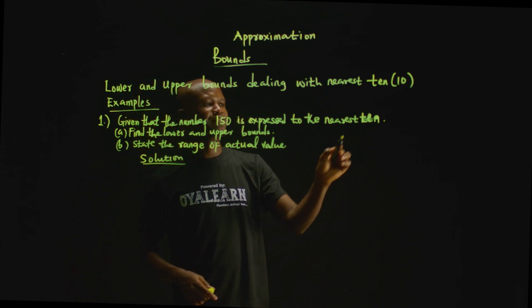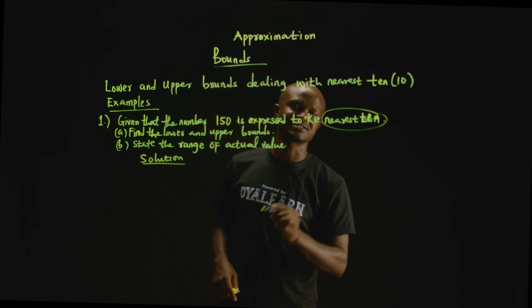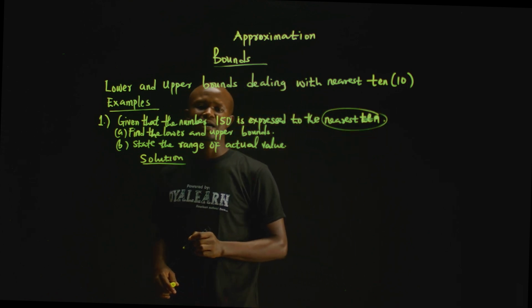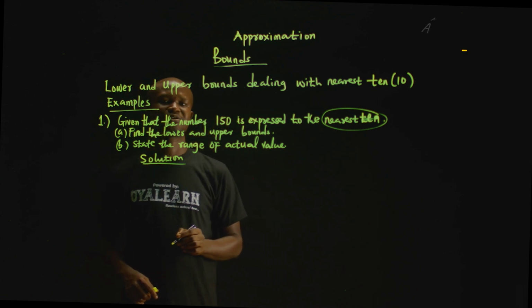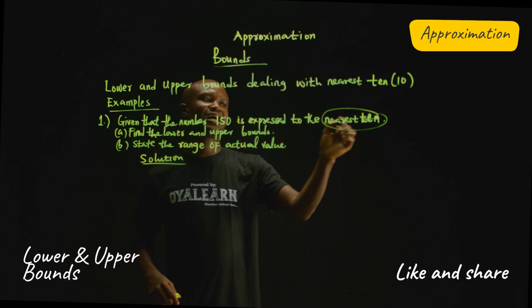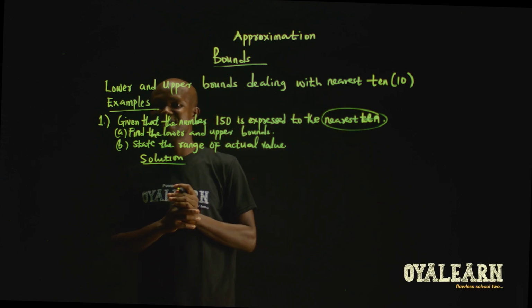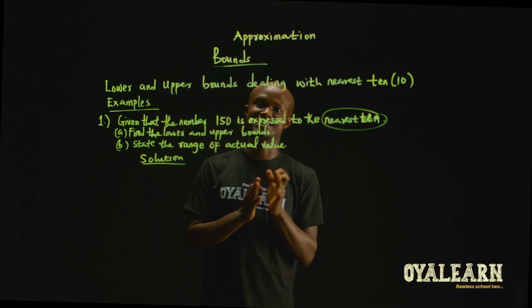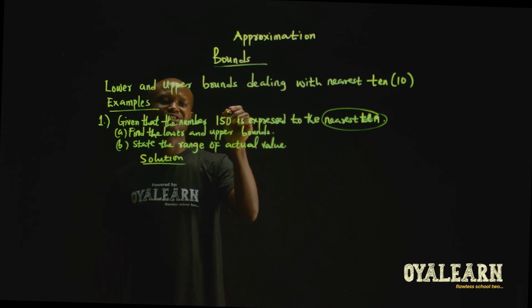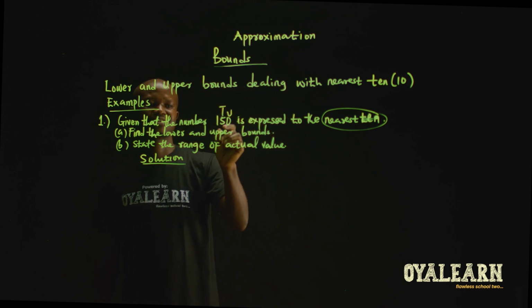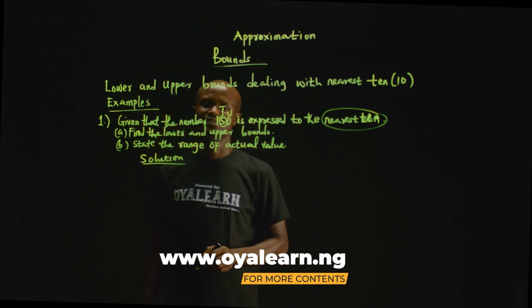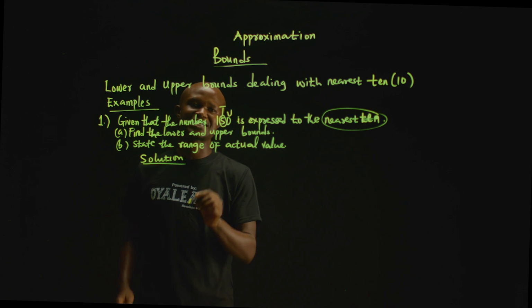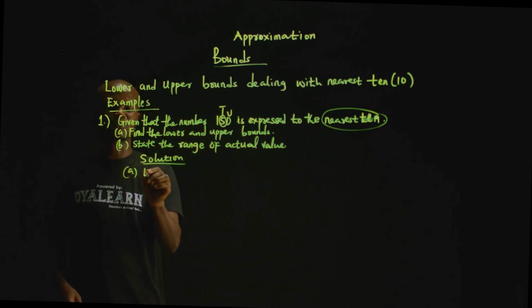Now, the key phrase here is nearest 10. Since it's nearest 10, don't forget that we have a place value that deals with tens. So this is units and this is tens. So it means that we are dealing with this 5, and that is 10.